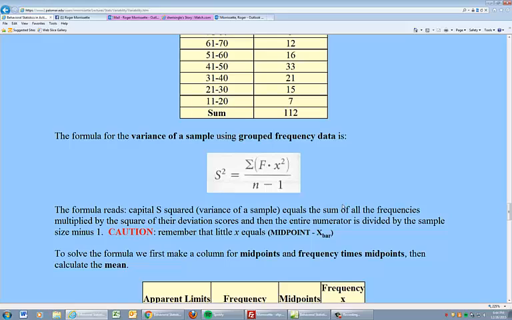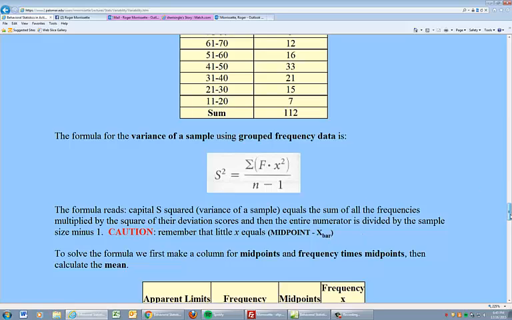You're going to have to know to use this formula, the one with the frequency in it. It's a sum of frequency times little cursive x, remember that's our deviation score, squared. But in this case, the deviation score is different. Since it's not raw score minus the mean, like it was with raw data, we don't have any raw scores. So we have to use this, midpoints minus x bar, or the mean.